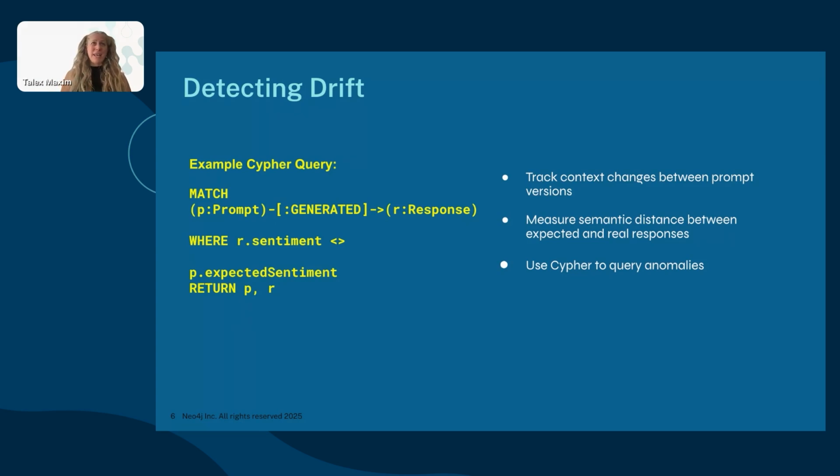Drift detection works like this: we have a Cypher query matching, in this example, prompt generated to response. It tracks and connects changes between prompt versions, measures semantic distance between expected and real responses, and we're using Cypher to query anomalies.